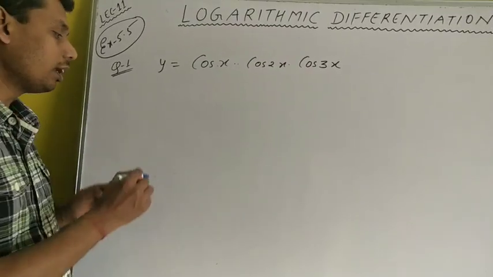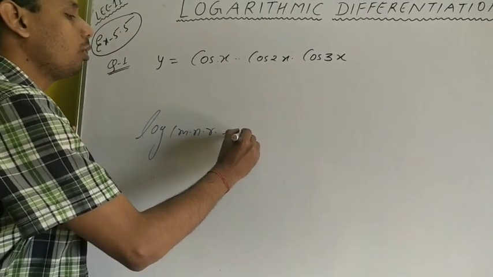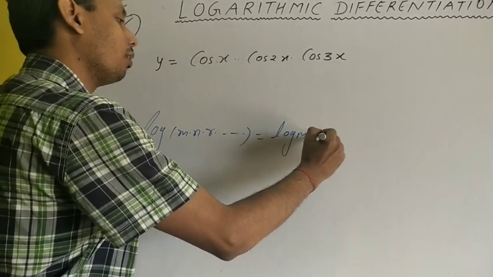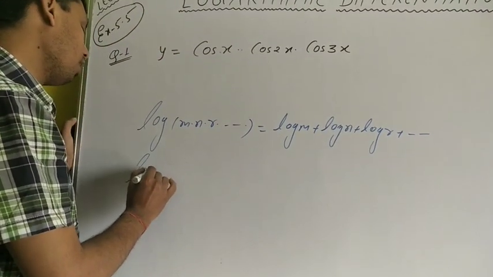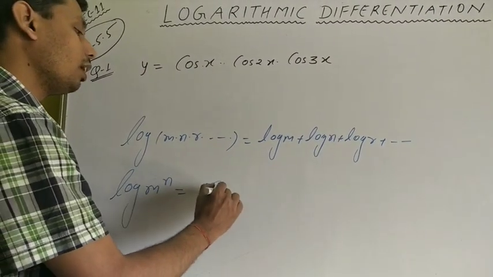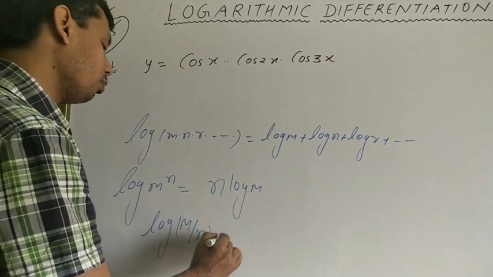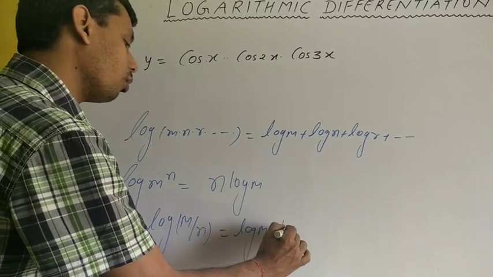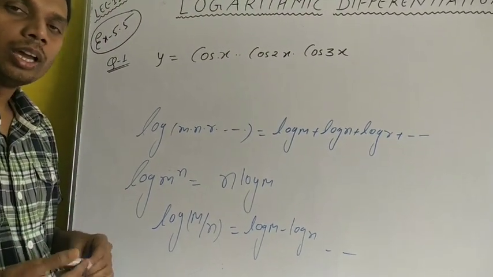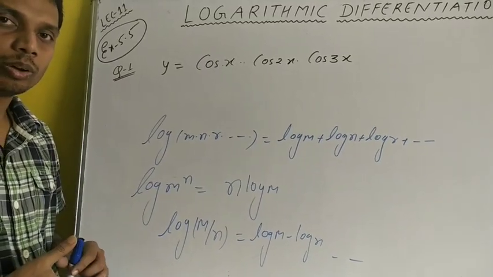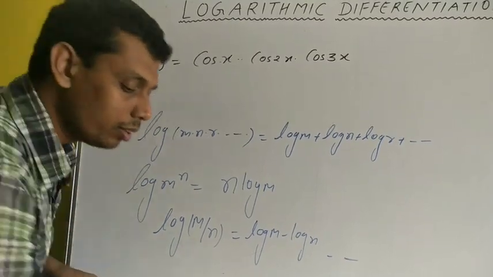As we know, log of m into n into r and so on is equal to log m plus log n plus log r and so on. Similarly, log m to the power n is equal to n log m. Log m upon n is equal to log m minus log n. These are the properties related to log, and we have an idea of these properties. So using logarithms we will try to solve these numericals.